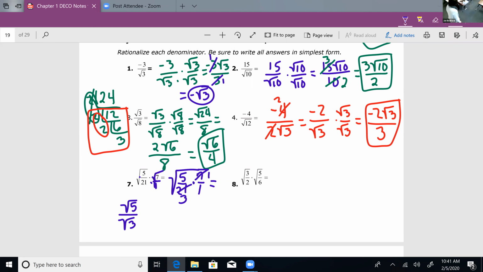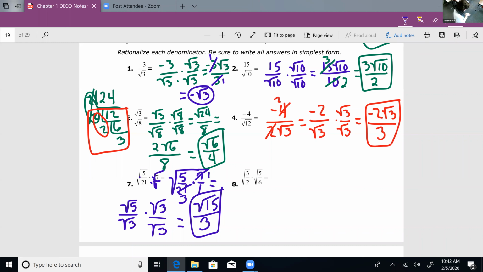Correct? Is that going to be hard to rationalize now? Because all I have to do is what? Multiply by square root of 3, top and bottom. And what will that equal? My numerator is square root of 15 over the whole number 3. So check to see if you can clean up those fractions before you worry about having to deal with the radicals. I would do that.